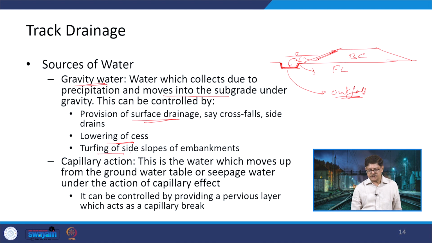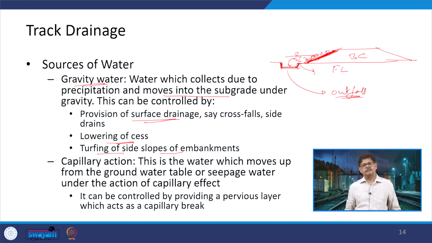Then turfing of the side slopes of the embankments, that means now we are providing some protection on the side so that the embankment does not fail. So, there are different types of techniques: there can be stone pitching, there can be use of geotextiles with the help of which we can protect the sides of this embankment.